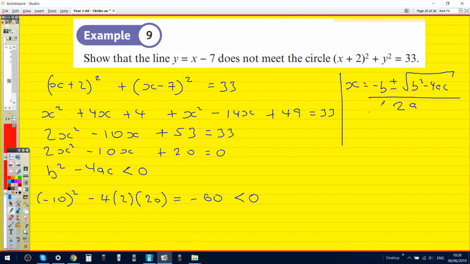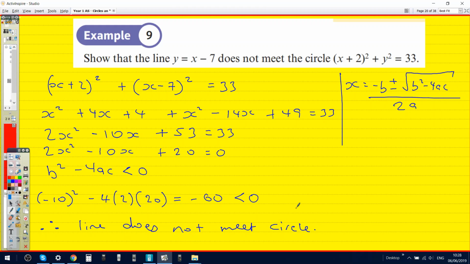Basically, it's a negative discriminant, therefore no real roots, so the line does not meet the circle. Okay, right. So how come we were using the b squared minus 4ac? Is that when we need to prove?